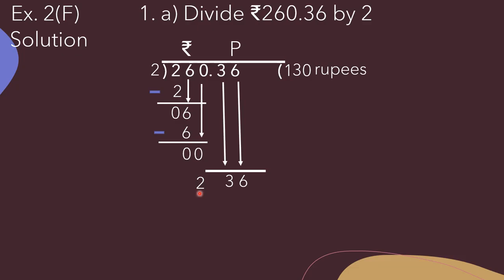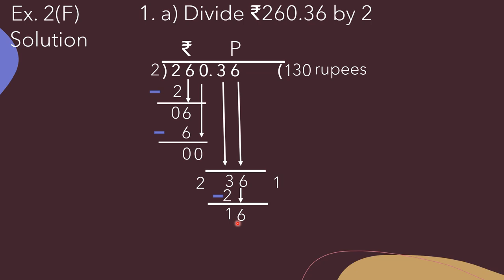So again we have to speak the table of 2 here and we have to divide 3 by 2. So we will write 2 below 3 and here at quotient place we will write 1. 2 ones are 2. Now we will subtract. So 3 minus 2 is equal to 1. And now we will bring down the 6. Now the number becomes 16.